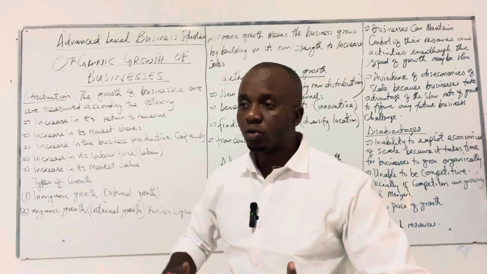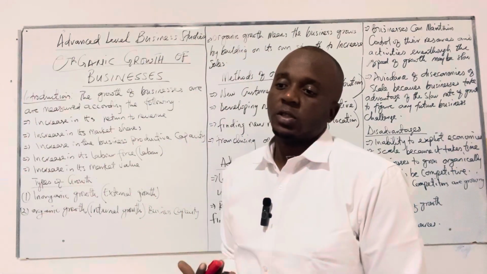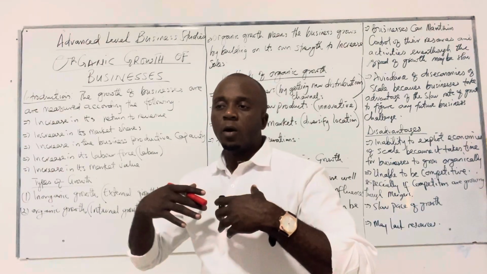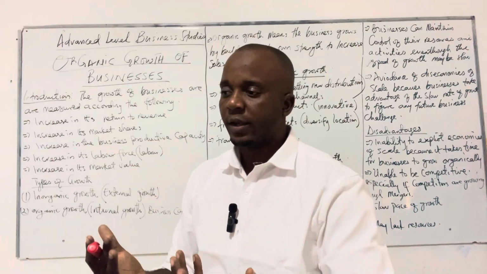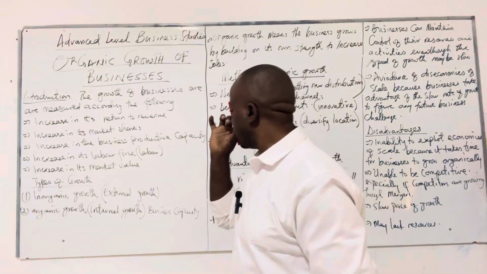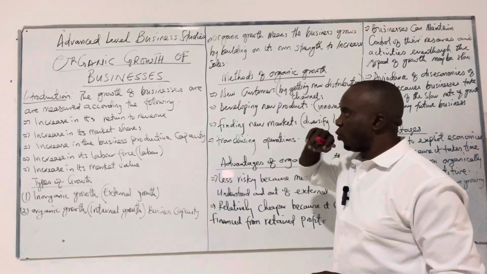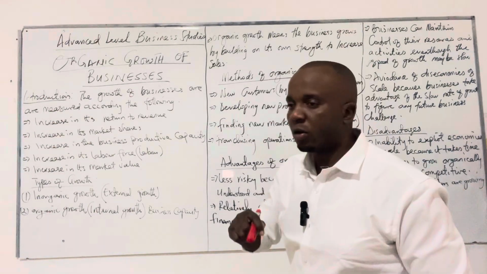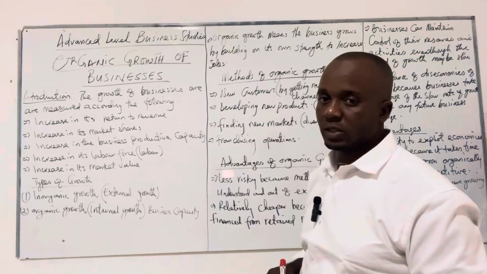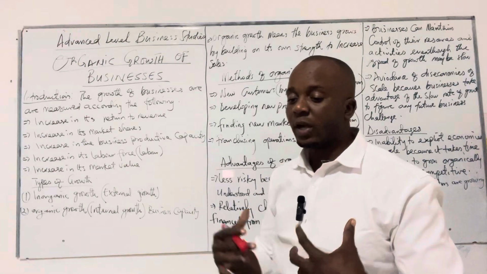The business grows by building its own strength, by using its own resources to grow. They did not consult any external businesses or any external bodies for their growth. Now, what are the methods of organic growth of businesses? The first method of organic growth is that the business tries to get new customers by getting new distribution channels.